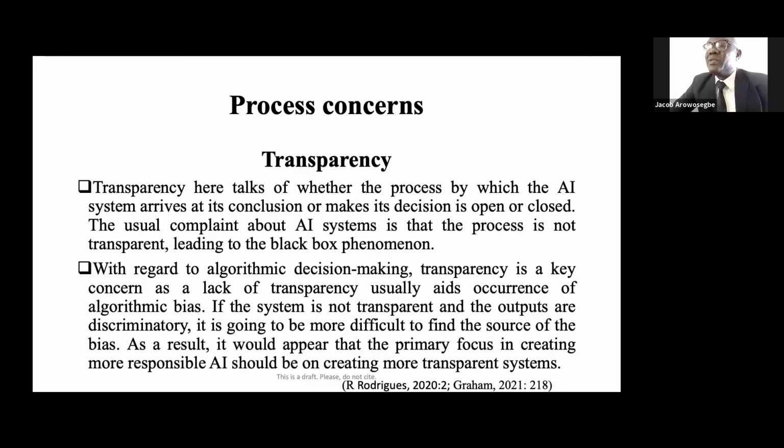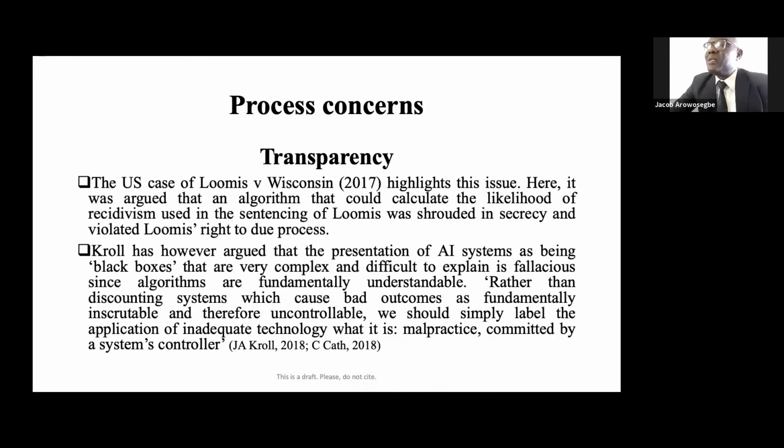There's a US case of Loomis versus Wisconsin, although it's not in the health area, which is on the issue of transparency. The AI system was used to sentence Loomis, and it was believed that it had exposed him to unfair treatment.